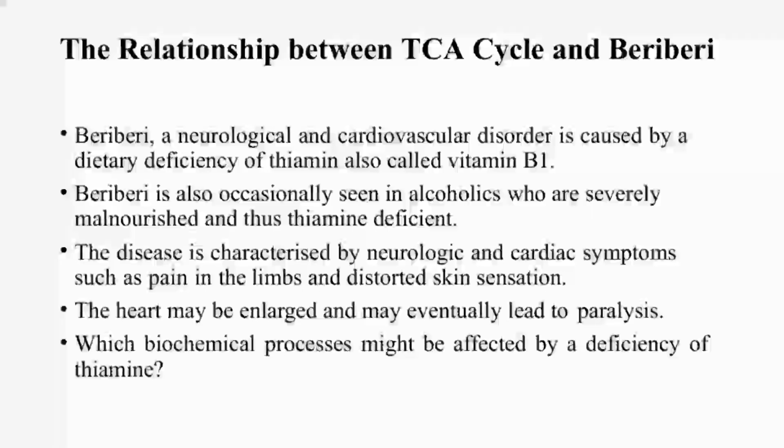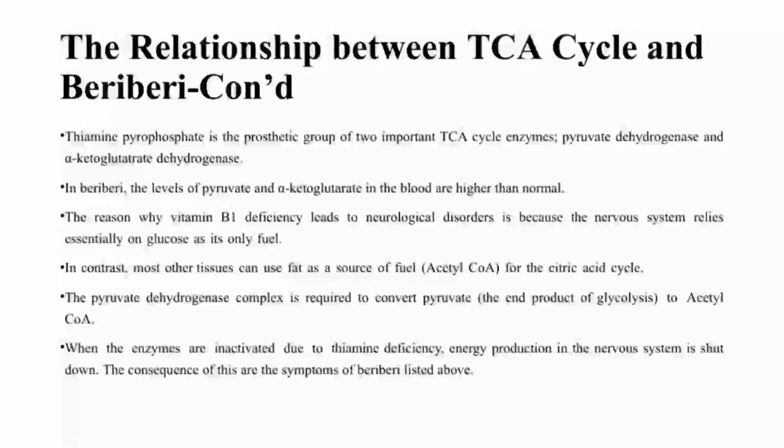Thiamine pyrophosphate is a crucial prosthetic group for two key enzymes in the TCA cycle, namely pyruvate dehydrogenase and alpha-ketoglutarate dehydrogenase. These enzymes are essential for energy production, as they help process nutrients into usable energy. In cases of beriberi, we see elevated levels of pyruvate and alpha-ketoglutarate in the blood, which indicates that these enzymes aren't functioning properly. This impairment is directly linked to vitamin B1 deficiency, which disrupts the normal functioning of these enzymes.